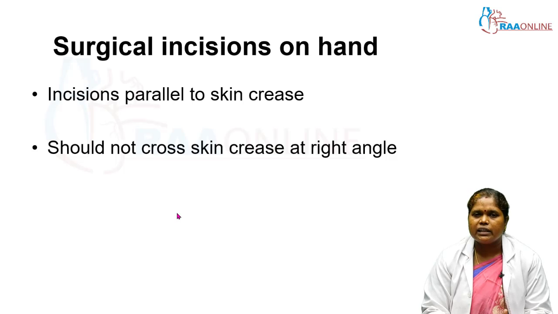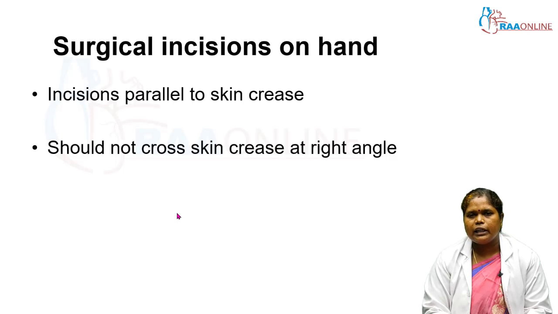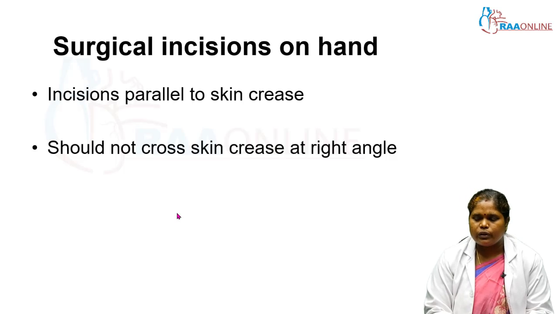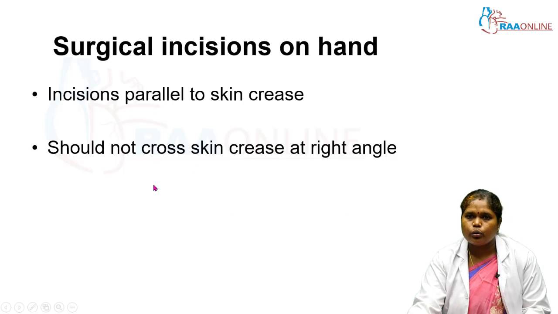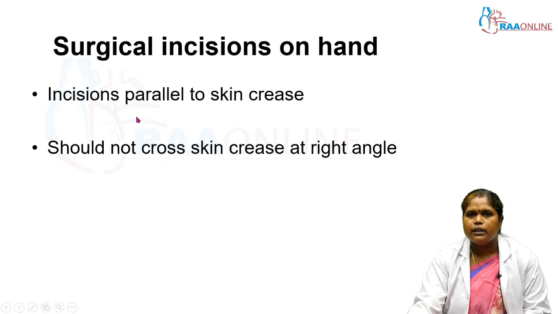If it is at a right angle to the major skin creases, what will happen? It will not close properly. The margins of the wound will not be properly closed. There will be tension. So, it will not heal properly and the scar also will look ugly. Okay. So, because of that, we have to follow these two basic rules before making any incision. The incision should be parallel to the skin creases and it should not cross the skin creases at a right angle.